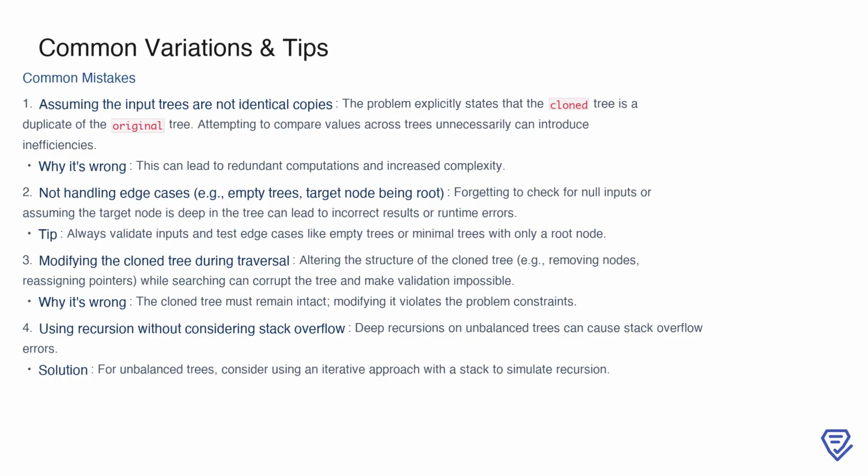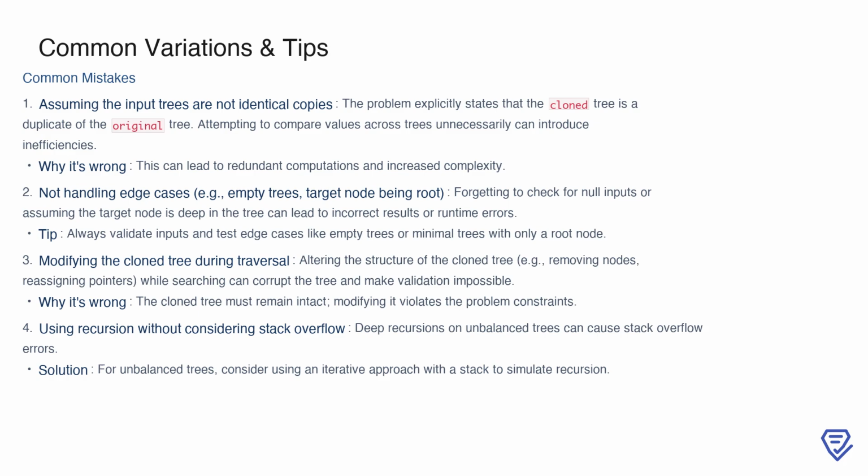Additionally, modifying the structure of the clone tree during traversal, like removing nodes or reassigning pointers, is a major issue. This not only violates the problem constraints but also corrupts the clone tree, making it impossible to validate your solution.